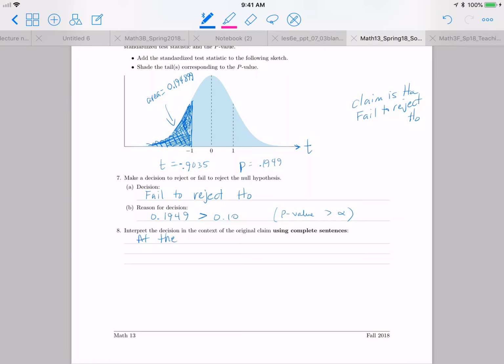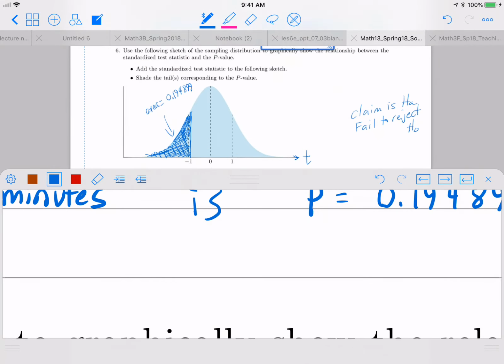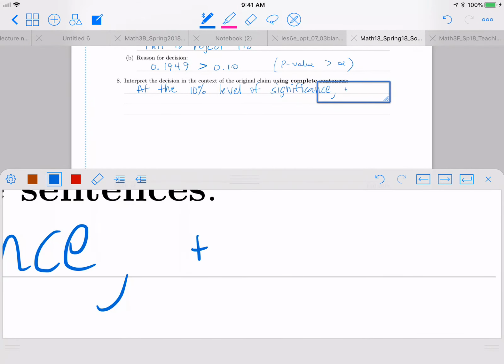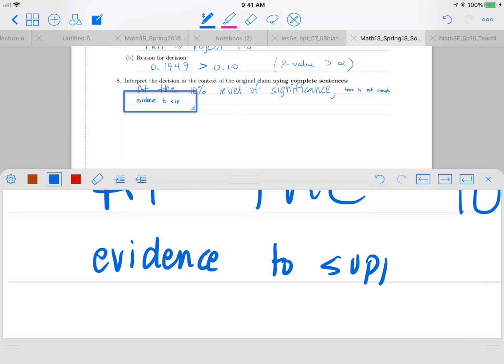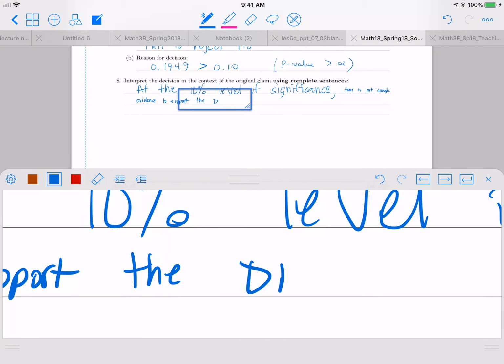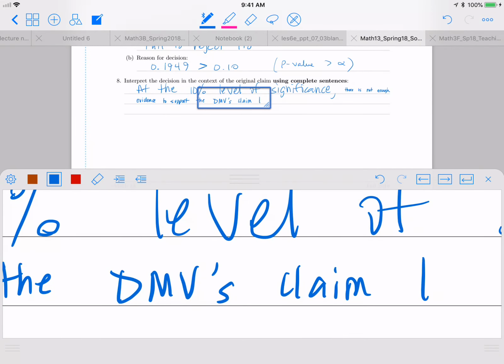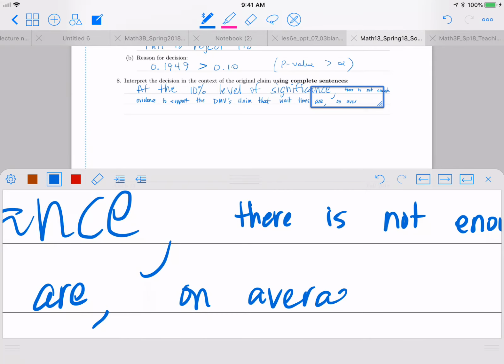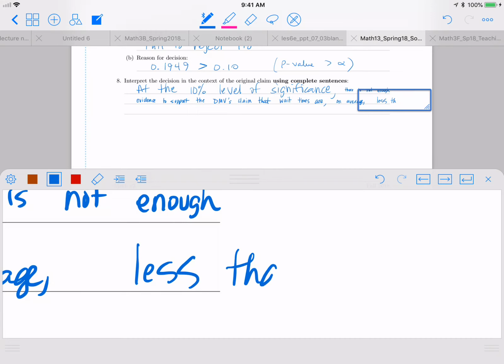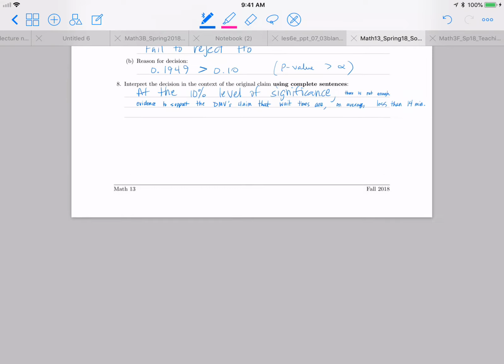So at the 10% level of significance, there is not enough evidence to support the DMV's claim that wait times are, on average, less than 14 minutes. Okay.